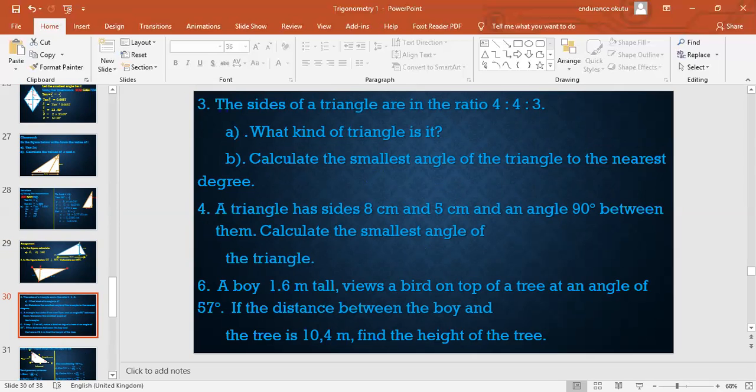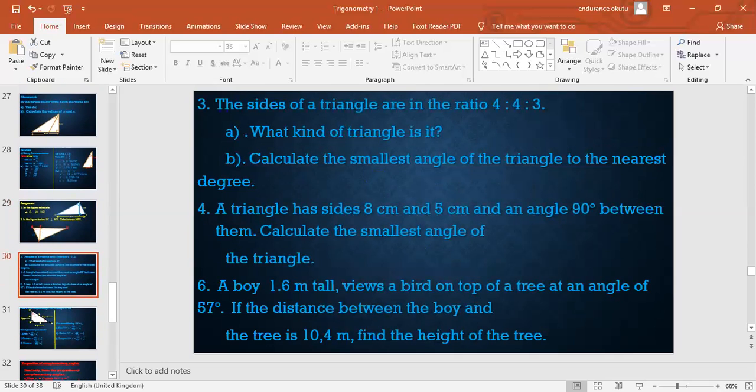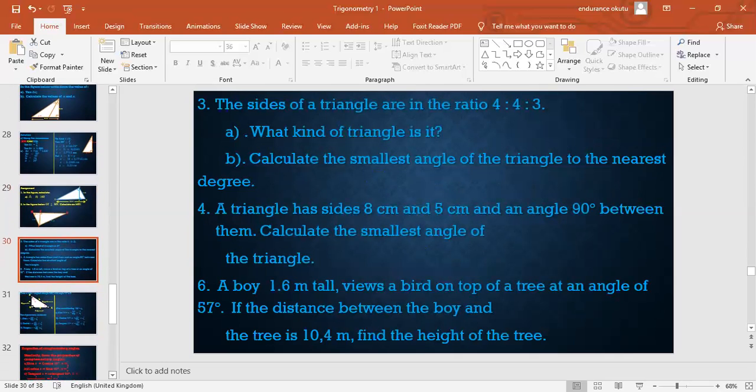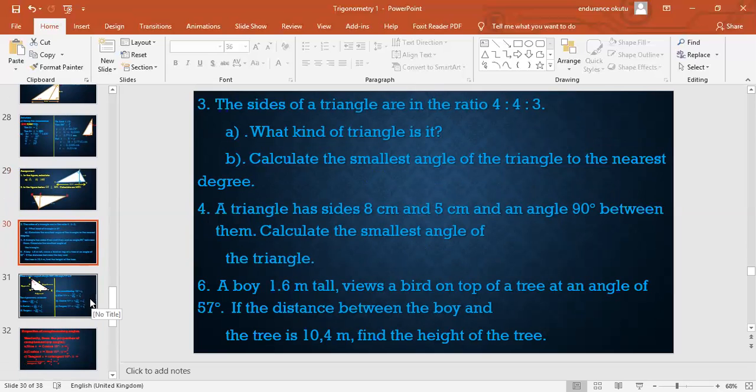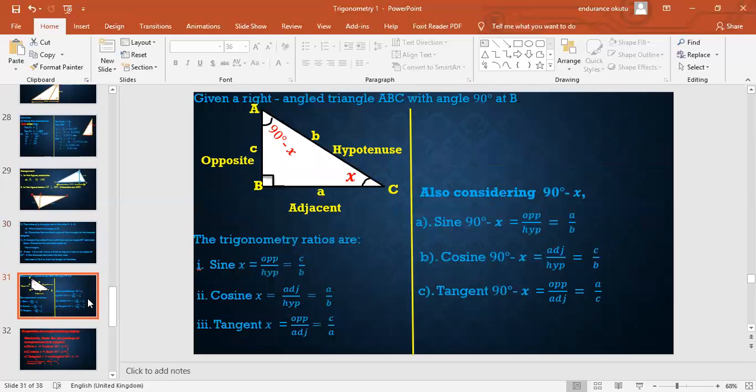All right, so this is the class for today, but that notwithstanding, we still have more to treat. Now, quickly, we are going to look at the next subtopic, which is complementary angles. From our right angle triangle, given a right angle triangle ABC with angle 90 at B.